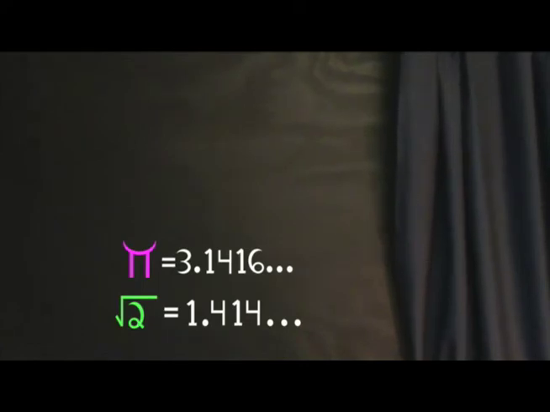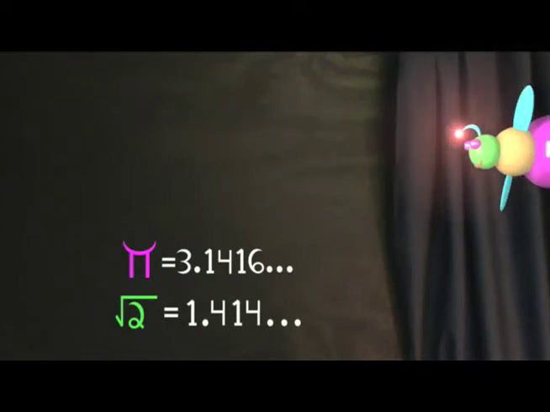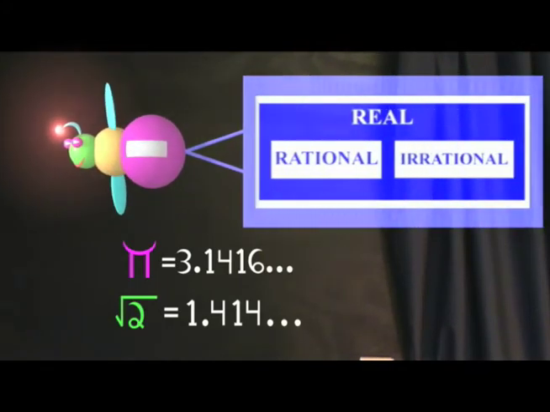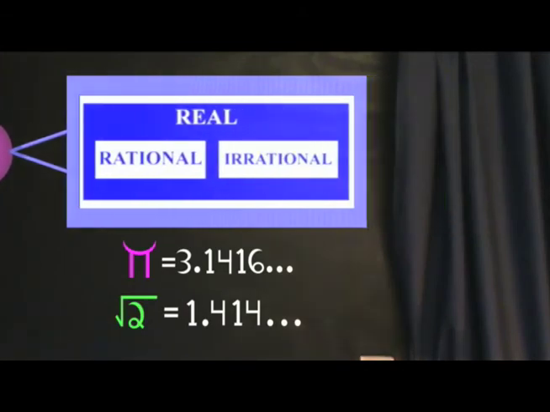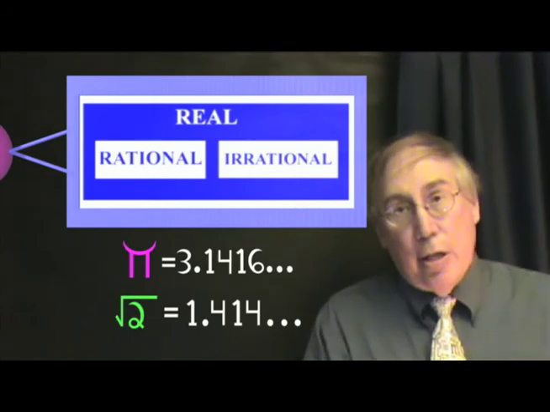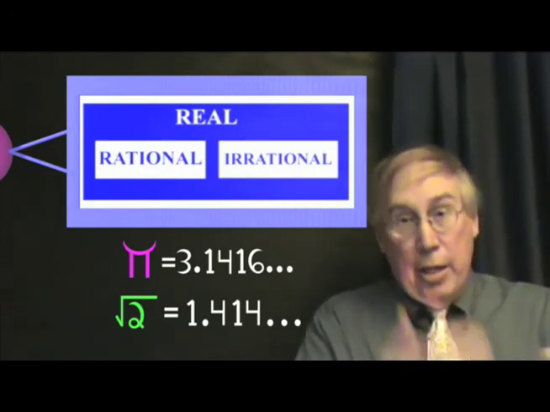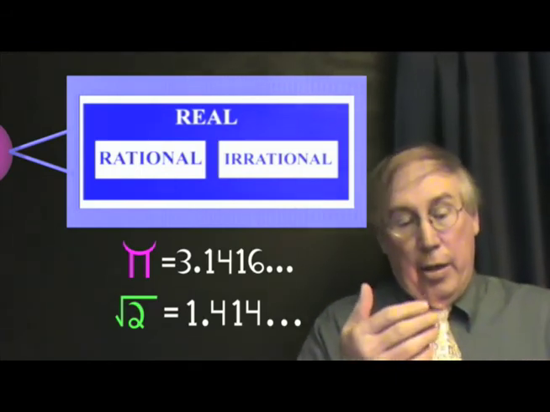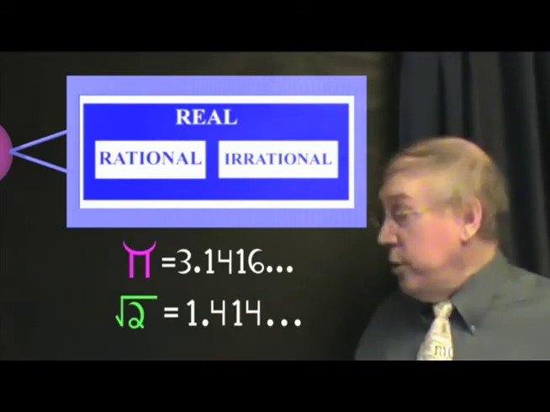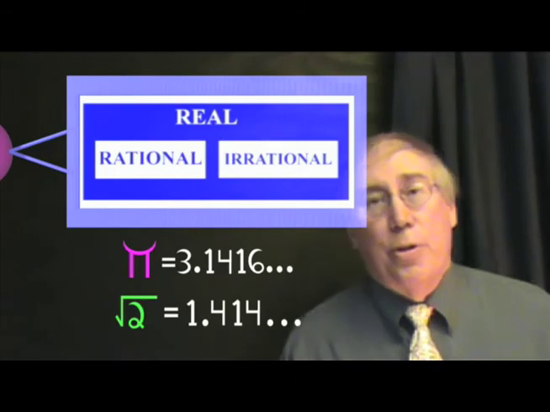Now let's take a look at the entire picture of the real numbers. And here comes Euclid with a diagram to help us out. So the real numbers contain the rational numbers, which are the integers, the whole numbers, and then we have the irrational numbers like our pi and the square root of 2 here.